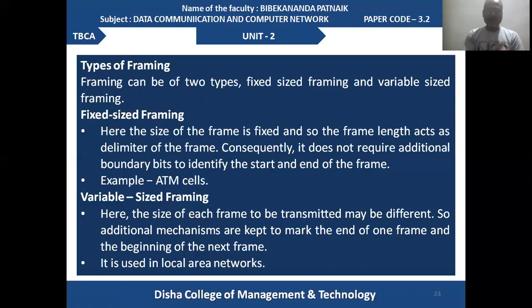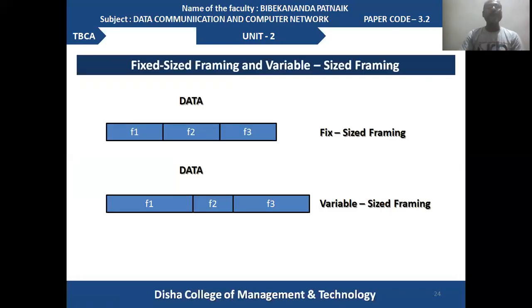So widely there are two types of framing. One is called fixed size, where the length of the subsequent frame is the same from one frame to another. But in the case of variable size framing, each and every frame has a length that varies. So this is the diagram: this is the fixed size framing and this is the variable size framing.